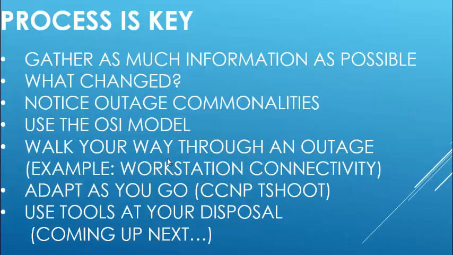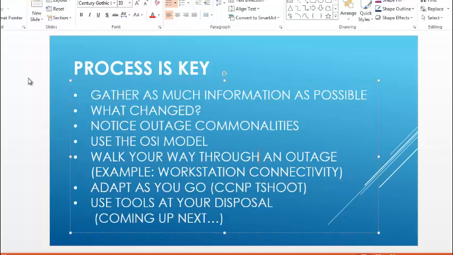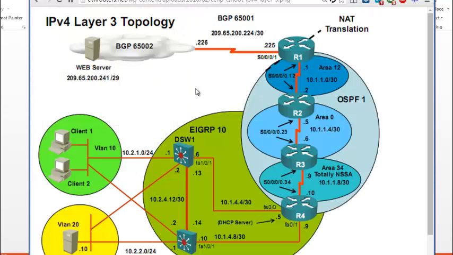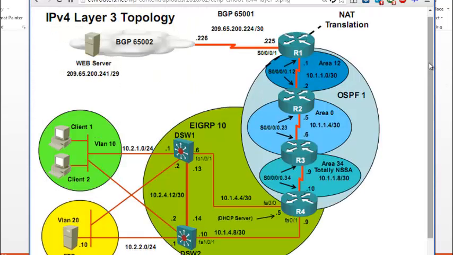Moving on, adapt as you go. And I put CCNP Troubleshoot here because that's kind of the best example that I can think of off the top of my head. So if we go to this picture here, this is the topology. If I'm not mistaken, as long as they didn't update the exam, which I don't remember, I think it's coming up for an update. The CCNP Troubleshoot exam, which is one of three to earn your CCNP Route and Switch certification.